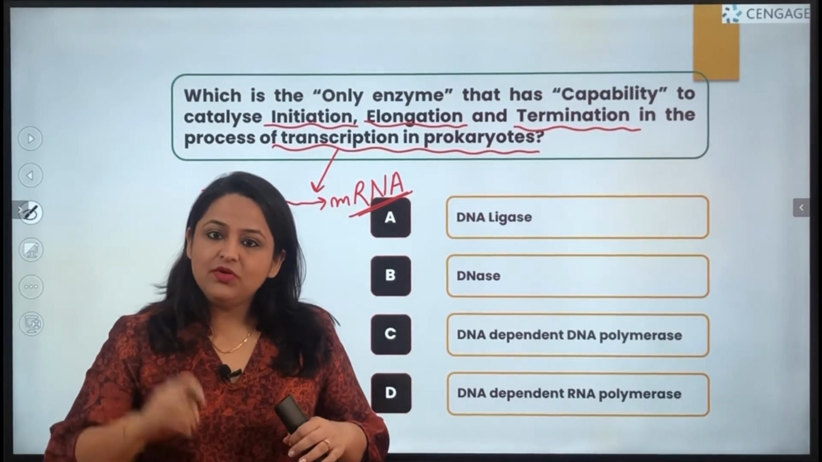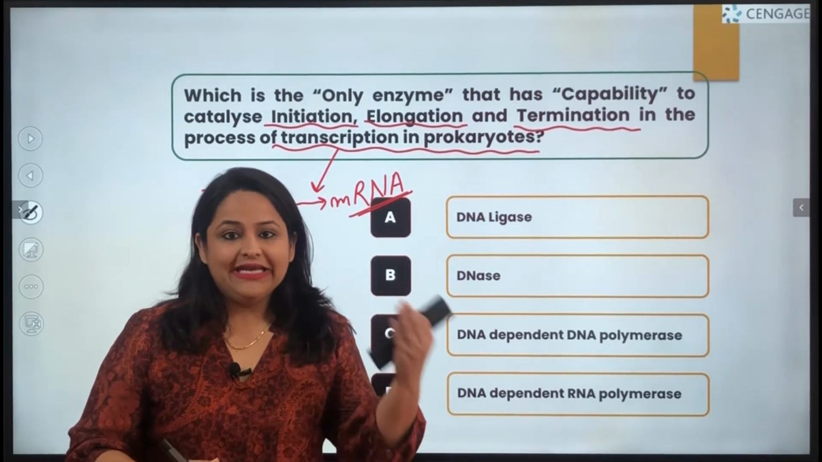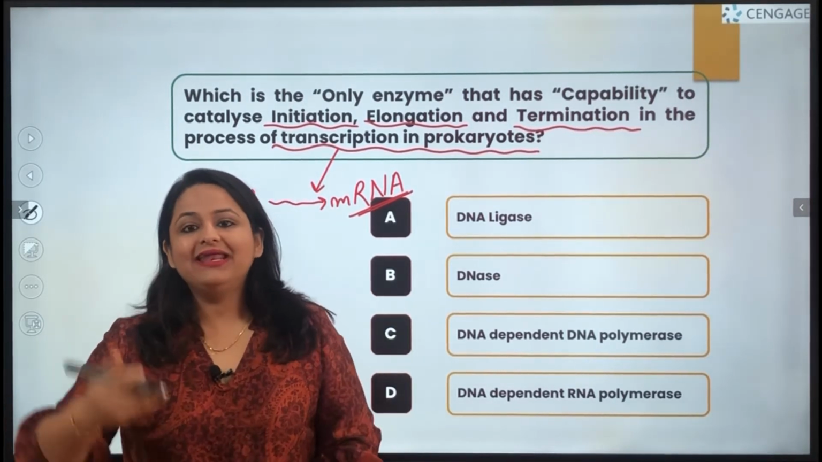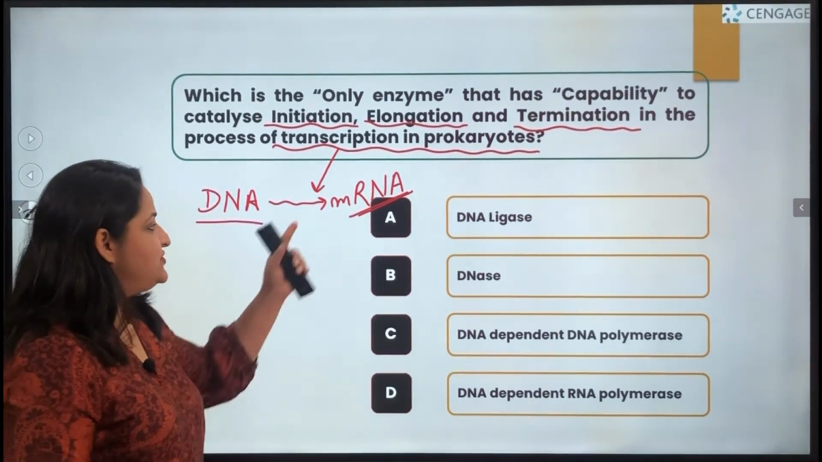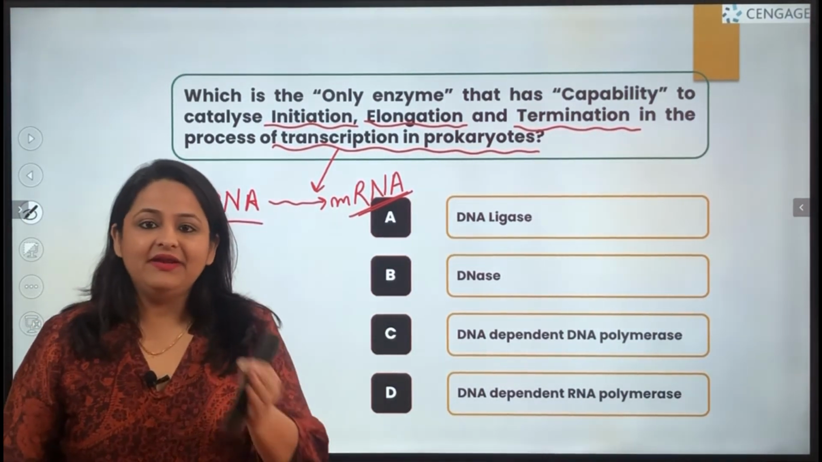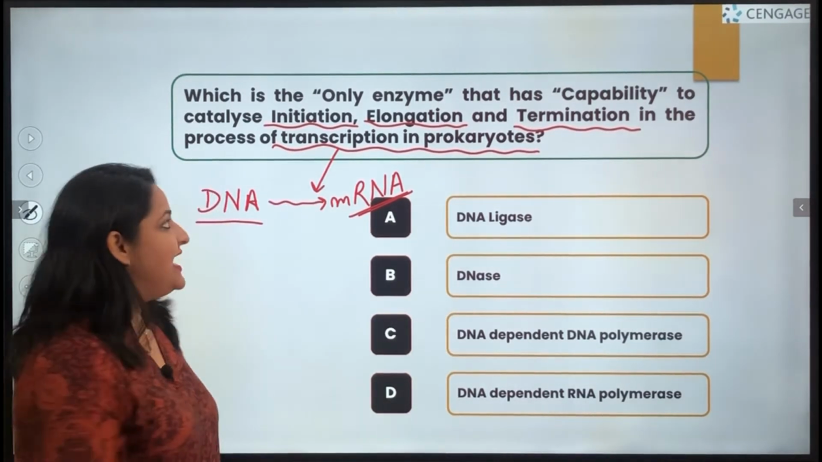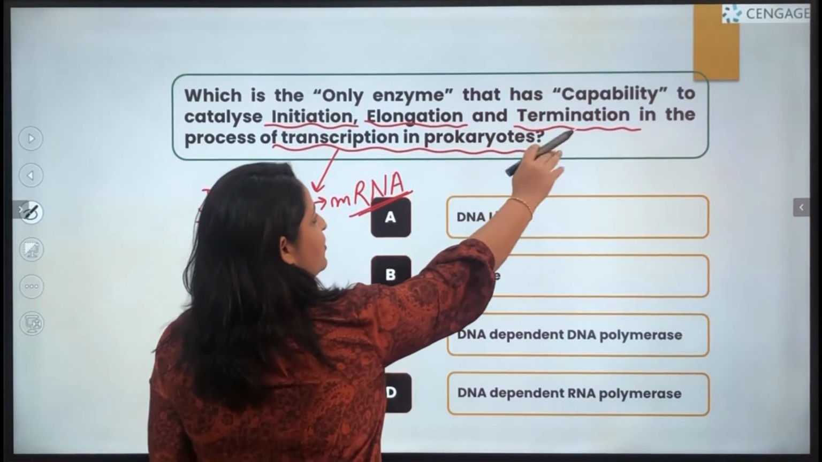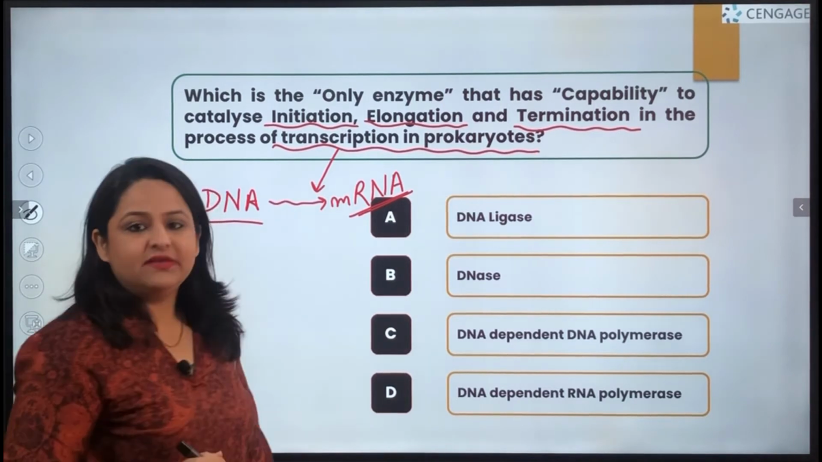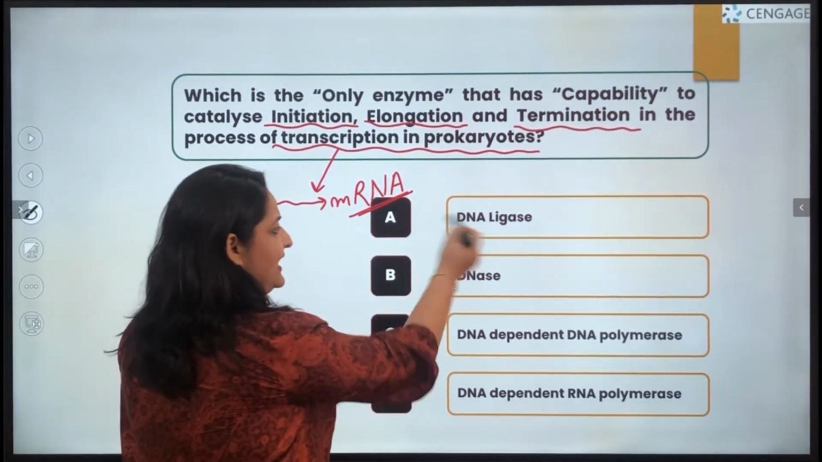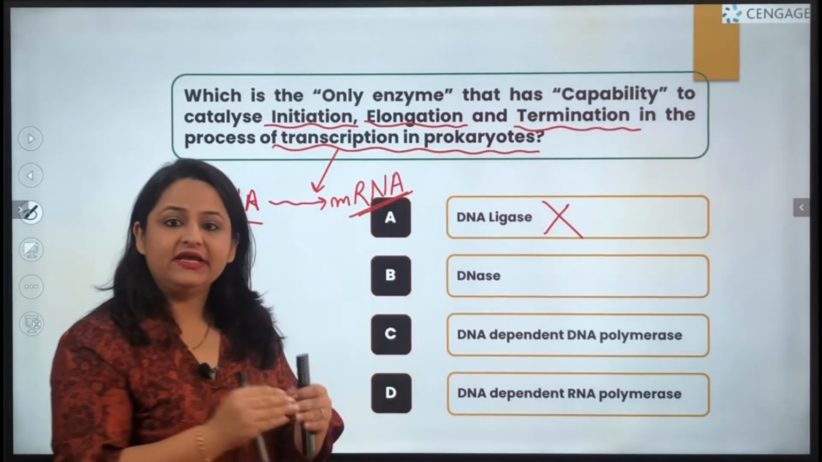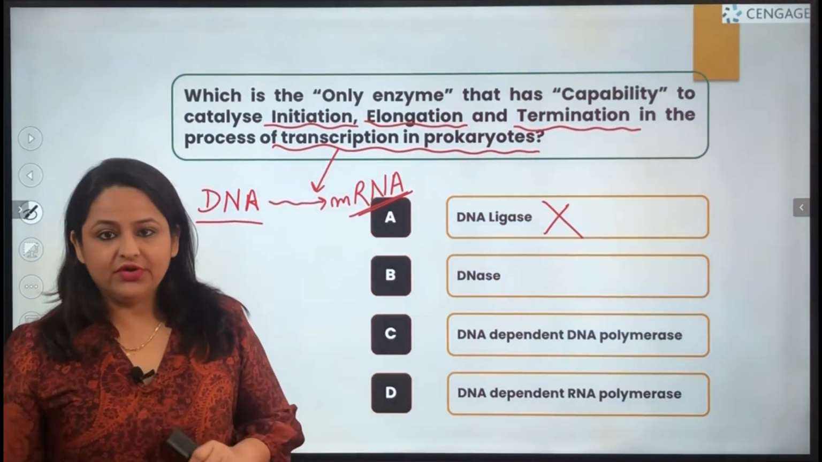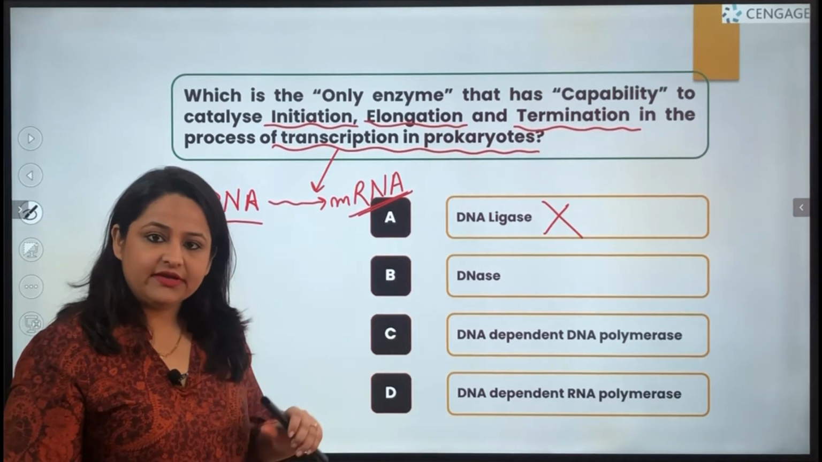So the enzyme used over here will be DNA dependent RNA polymerase. Now let's look at the options. Which of these is having the DNA dependent RNA polymerase, which is helping in all the three steps of transcription? DNA ligase. DNA ligase is the enzyme which helps in ligating, joining the various nucleotides. So obviously this is not correct.